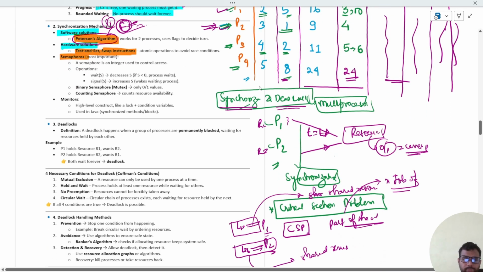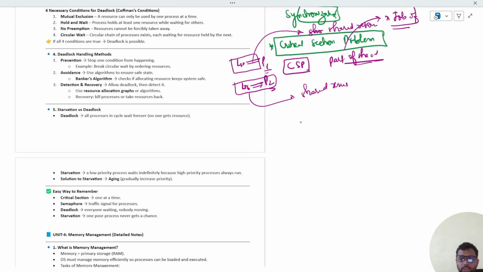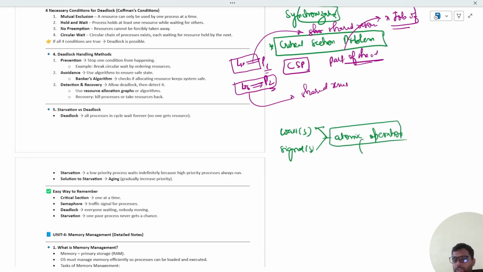What are semaphores? In semaphores, we are using two atomic operations. One is called wait(S) and another is called signal(S). What is an atomic operation? Let me first explain that. An atomic operation simply means an operation which cannot be interrupted. Once it is started, it cannot be interrupted. This is the atomic operation. What are semaphores?